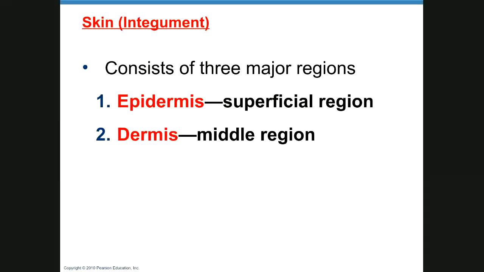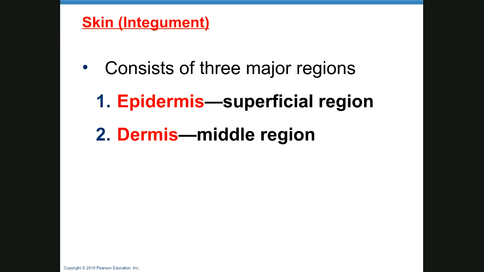Okay, so I'm going to get started with the integumentary system. The first thing about the integumentary system is that the major organ is the skin. The skin is divided into two regions: the epidermis, which is the superficial region, and the dermis, which is deep to the epidermis. The epidermis is a minor region compared to the dermis, size-wise.